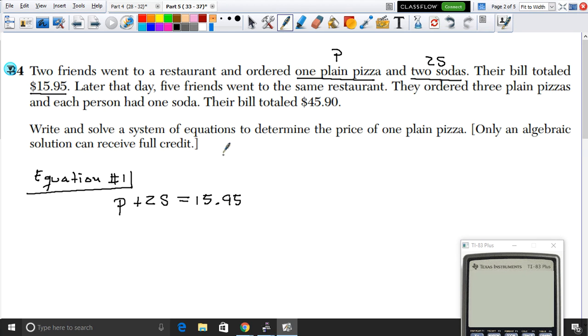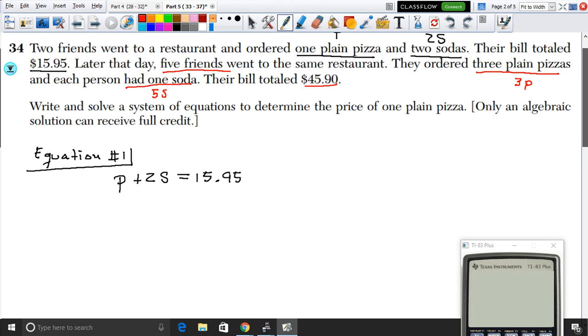So now, if we continue reading here, it says later that day, 5 friends went to the same restaurant and they ordered 3 plain pizzas. We're going to call that 3P. And each person had one soda. Now, if there are 5 of them and each one of them has an individual soda, that means they bought 5 in total. So we're going to have 5 sodas now. And their bill was 45.90. So we can actually create an equation here.